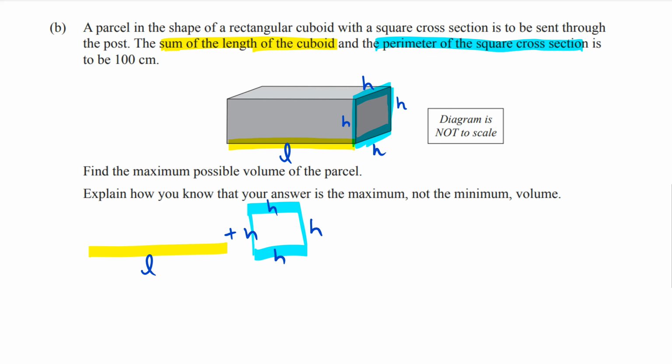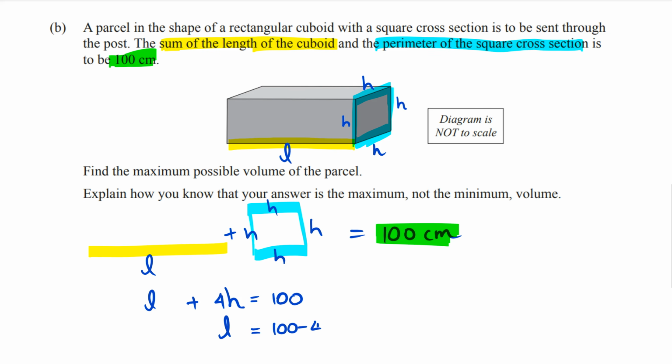And remember that all of this adds up to 100 centimeters. So that's what that one sentence means: the sum of the length of the cuboid and the perimeter of the square cross section is to be 100 centimeters. We can write this as L plus 4H equals 100. And we can also say L is equal to 100 minus 4H.